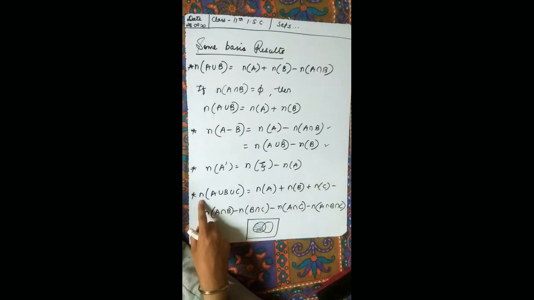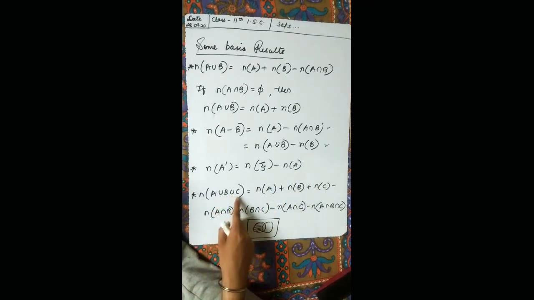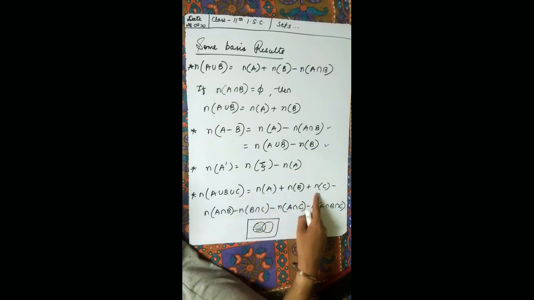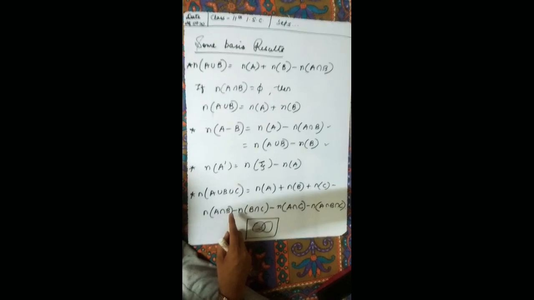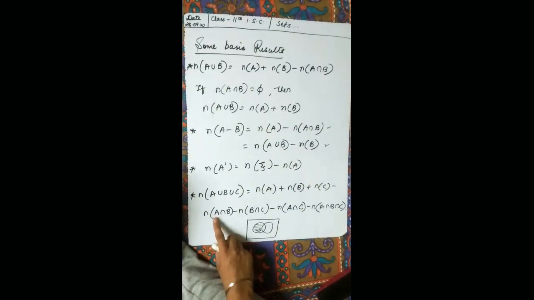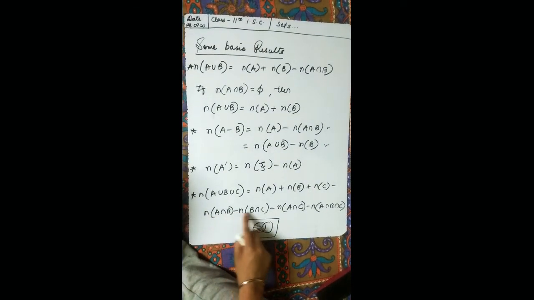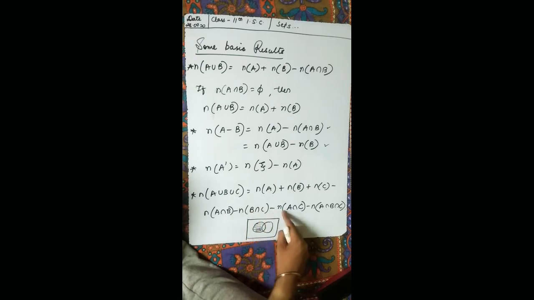Okay, number of A union B union C will be number of A plus number of B plus number of C minus number of A intersection B minus number of B intersection C minus number of A intersection C plus number of A intersection B intersection C. Okay, like this we can understand.